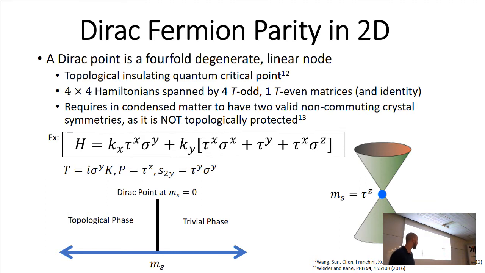Okay. And so what I mean by Dirac point in this talk, and for the paper that this talk is based on, is a fourfold degenerate linearly dispersing fermion. So if I think of the twofold degenerate linear fermion as something that lives at a quantum Hall transition, then it turns out that the fourfold degenerate linear fermion lives at a quantum spin Hall or topological insulating transition.